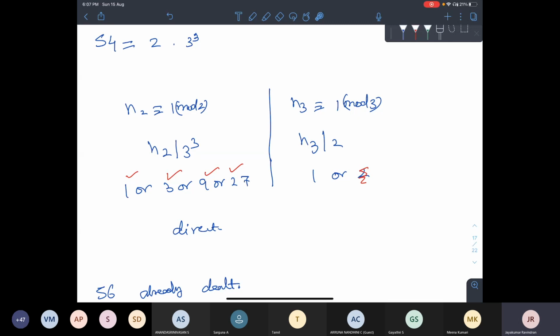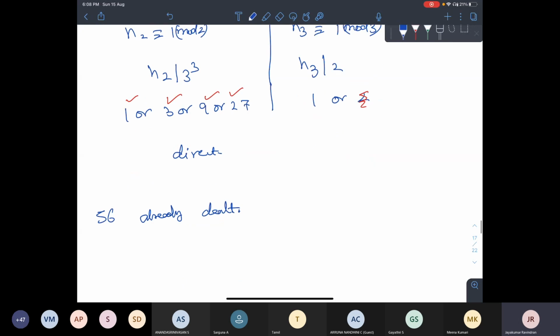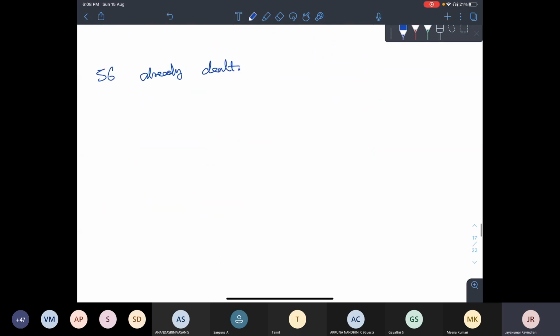Okay, I will send you the notes. Try it. But I wanted to do it for 56, which was already dealt with. I want to do it in a type. I'm now introducing a type.